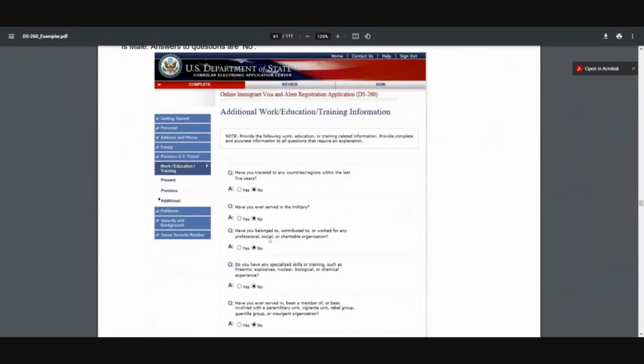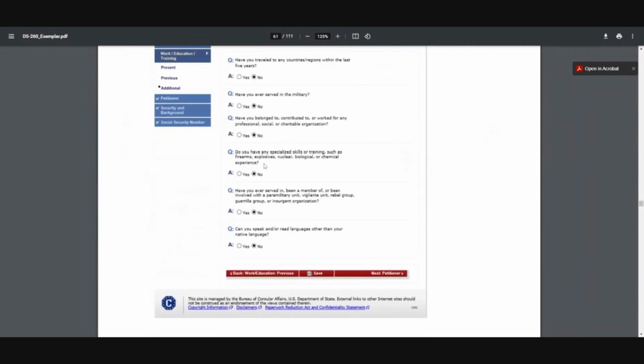Have you worked for any charitable organization like AMREF? Tell them there. Do you have any specialized skills like firearms, explosives? You tell them there. Are you a vigilante, a rebel group, a guerrilla group? Those are people who fight the government. Say yes or no. Can you speak languages other than your native language?